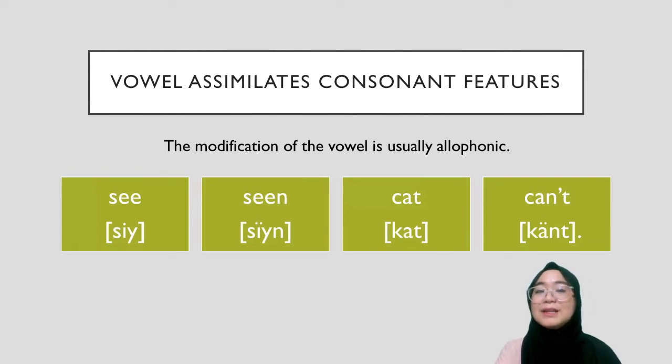The next is vowel assimilates consonant feature. It is the modification of a vowel that is usually allophonic. As you can see, there is C, sin, cat, and can't. The way we pronounce C is we modify E with Y. So it's not C, but it's C with a long Y, like that. I hope you can understand.